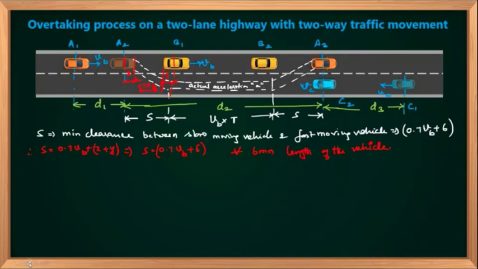Okay, let us find what D1 is first. D1 is equal to what? It is speed into time. So what is the speed? It is VB. What is the time taken? It is T. Correct?